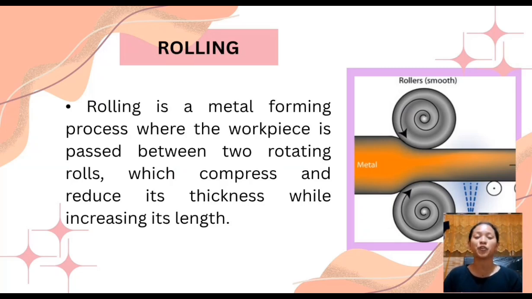Rolling is a metal forming process where a heated or cold workpiece is passed between two rotating rolls. The rolls compress the metal, reducing its thickness and at the same time increasing its length. It is commonly used for producing sheets, plates, and strips of metal. We can see in the picture beside the process of rolling.